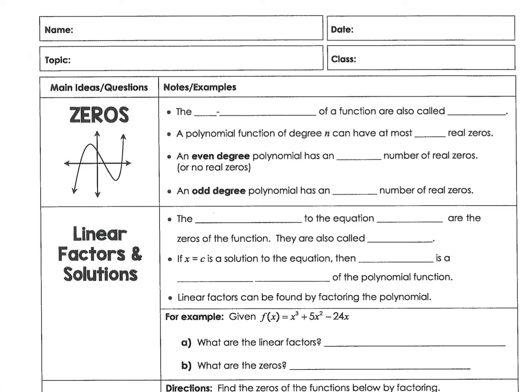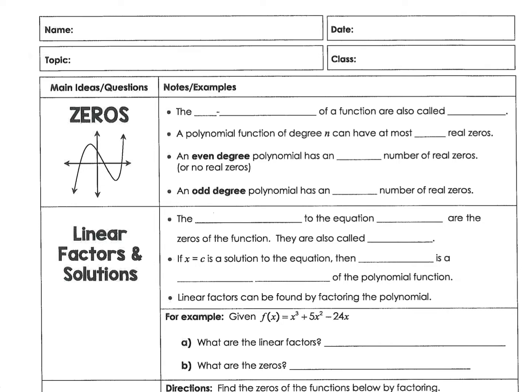Okay, so we're looking at zeros today. That's the name of the game. Why are we looking at zeros? I want you to think about it. Remember, we're working our way up to being able to look at the equation of any polynomial we see, rational or not, and graph it based on its major characteristics.